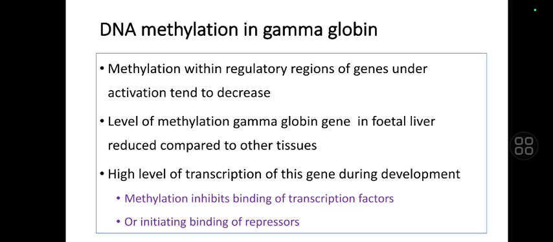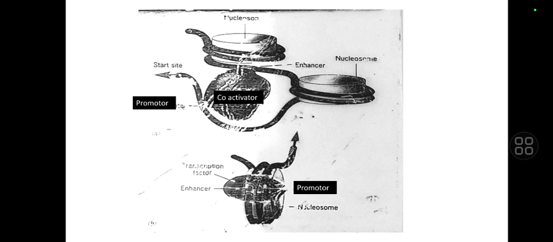So how does this methylation control or inhibit gene transcription? One way is that methylation inhibits the binding of the transcription factors to the regulatory portions or the promoter, so that no transcription happens. The second way is by initiating the attachment of repressor proteins to the regulatory region, so that transcription is stopped. This is how negative regulation is attained by DNA methylation.